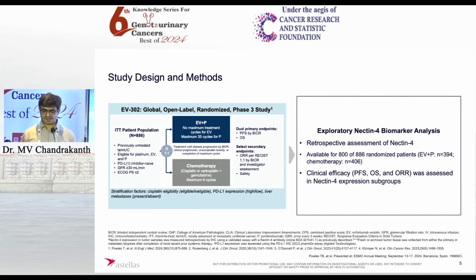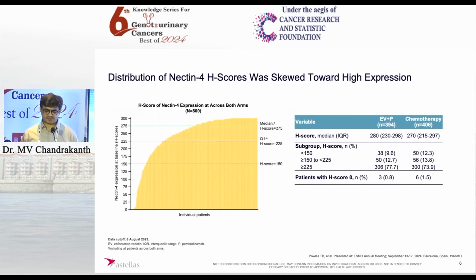Nearly 800 out of 886 patients did have data about Nectin-4 expression. What you can note here is the median: the Nectin IHC score is called the H score. The median H score is 280 and 270. That means it is high. Above 225 is considered high. So the majority of patients had a high H score, nearly 75%, 77% of patients expressed a high Nectin-4.